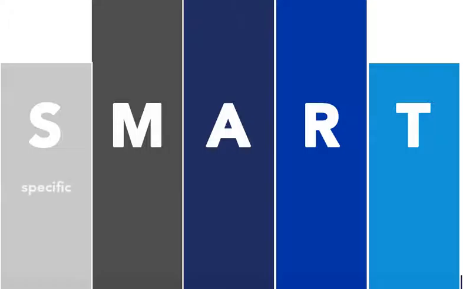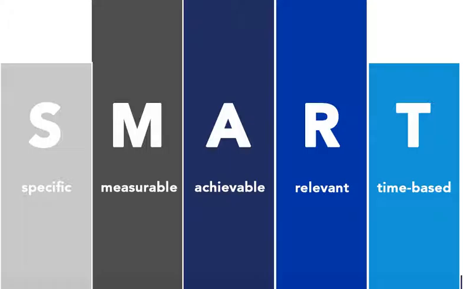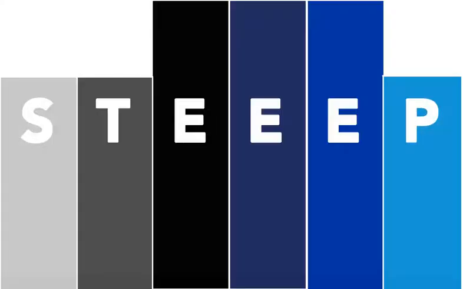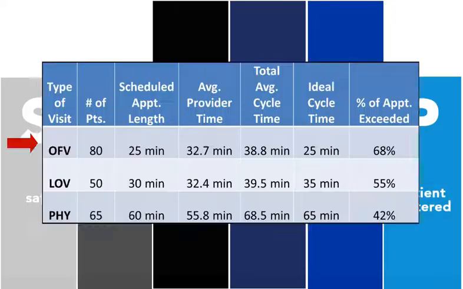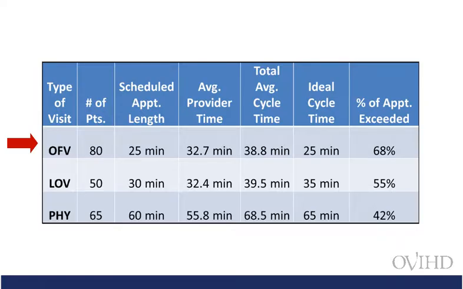Your SMART goal should be specific, with direct and definite language, with no ambiguity. Measurable in order to track progress, achievable to the individuals or groups, relevant in terms of scope and time frame, and time-based. When creating a SMART goal, it is good practice to incorporate STEEP principles whenever possible. The Institute of Medicine set forth 6 primary aims, to which every participant in the American healthcare system must contribute. Healthcare must be safe, timely, effective, efficient, equitable, and patient-centered. In our example, the team would like to reduce the percent of the OFV appointments that exceed their scheduled time slot from 68% to 20%.